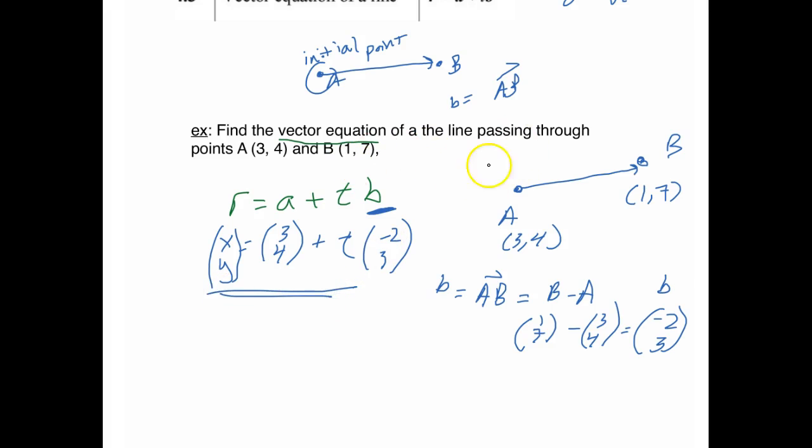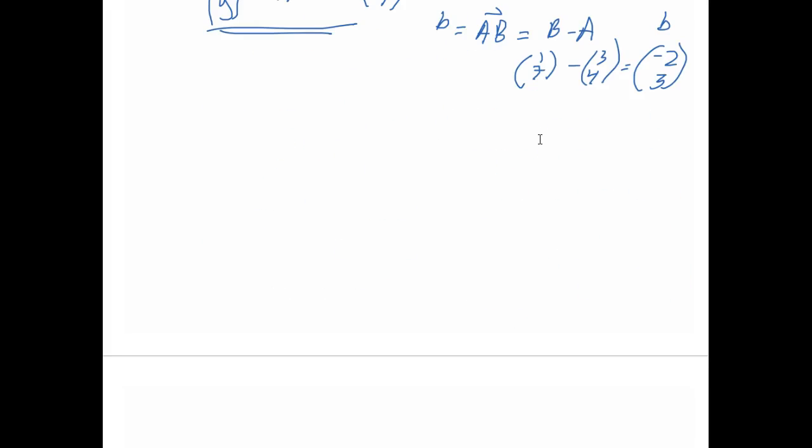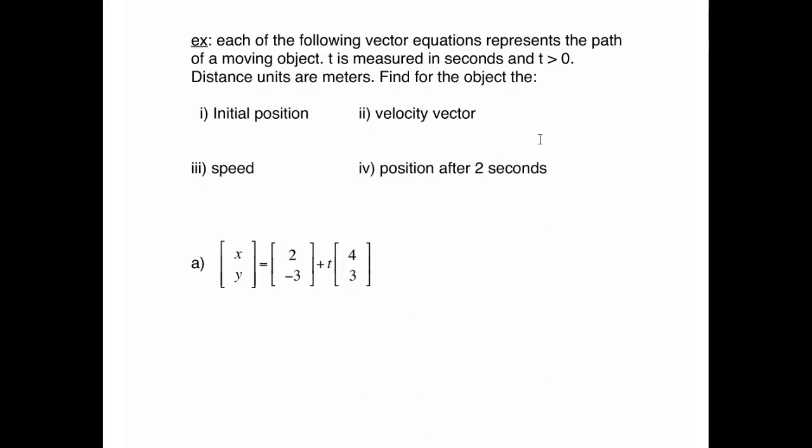So again, your initial point is A, so that's my A right there. Your B is not the point B, it's not the second point, it's the direction it's going. So you have to find the velocity vector for that. You just do tip minus tail, and you get that. And that's it. Now let's do some examples where I give you the vector equation of a line, and we have to apply it to solve some problems.